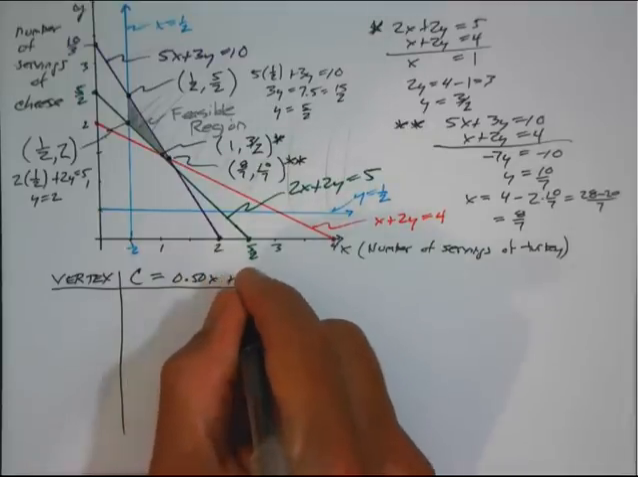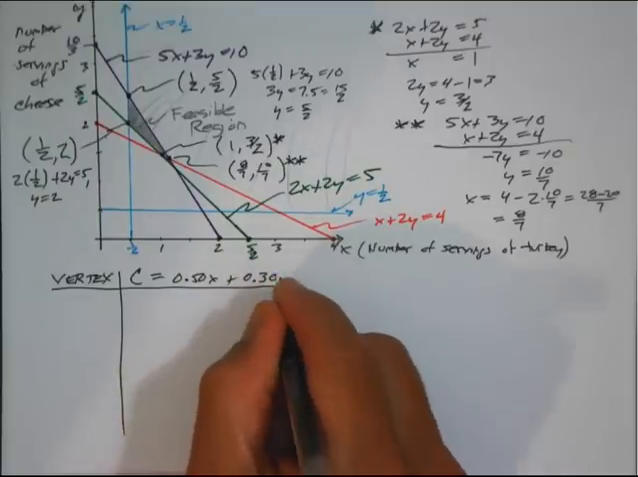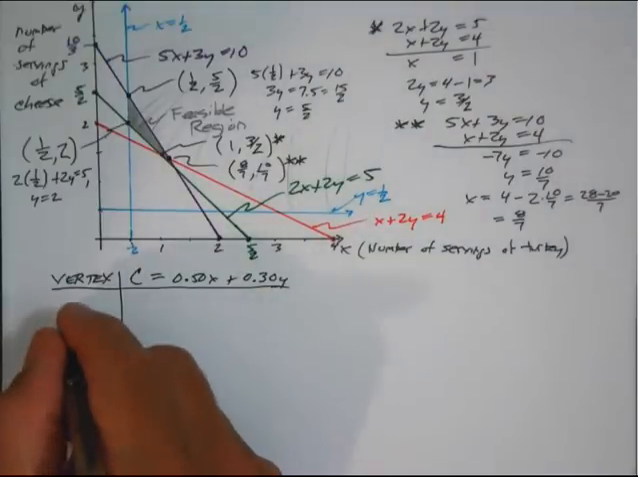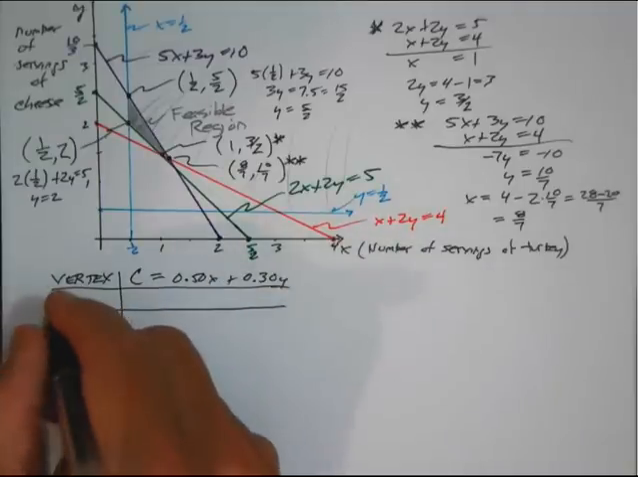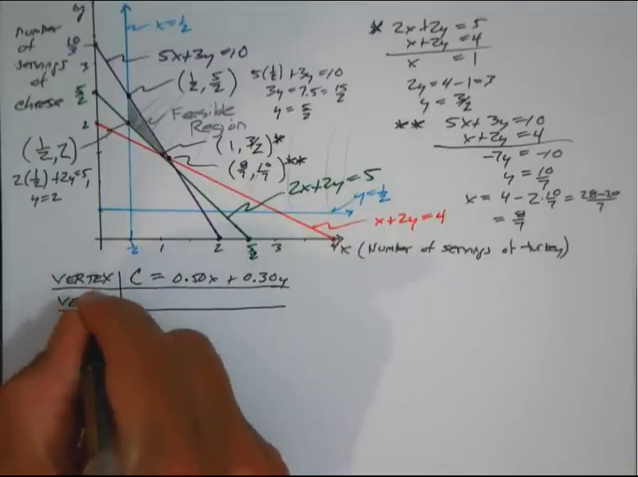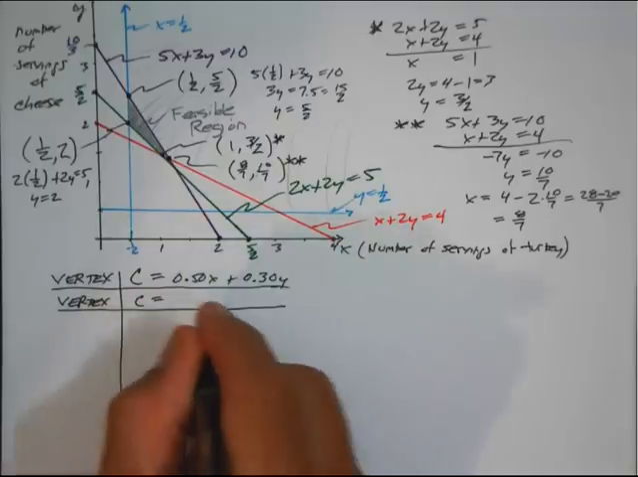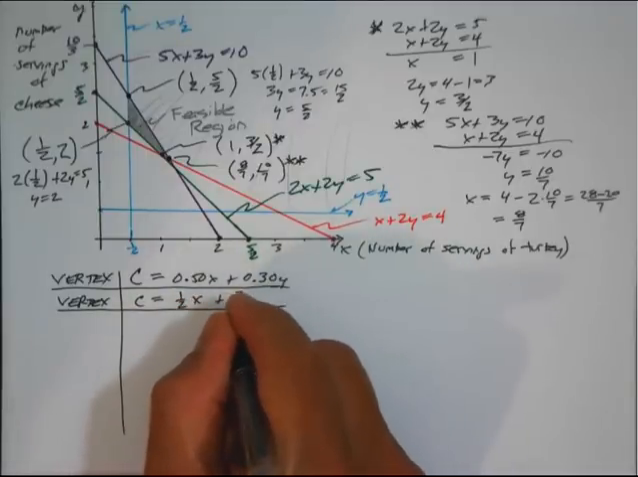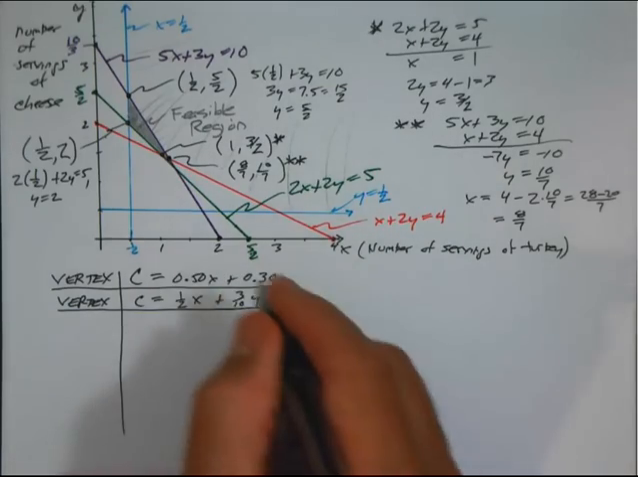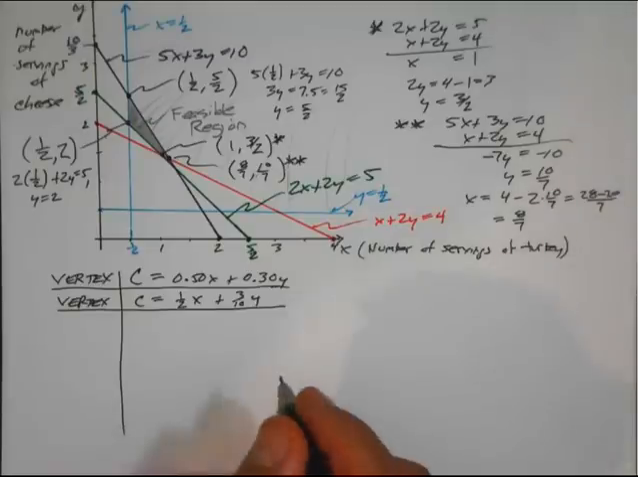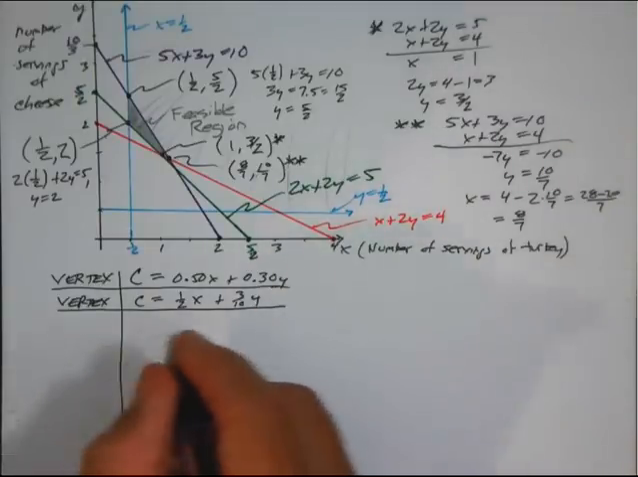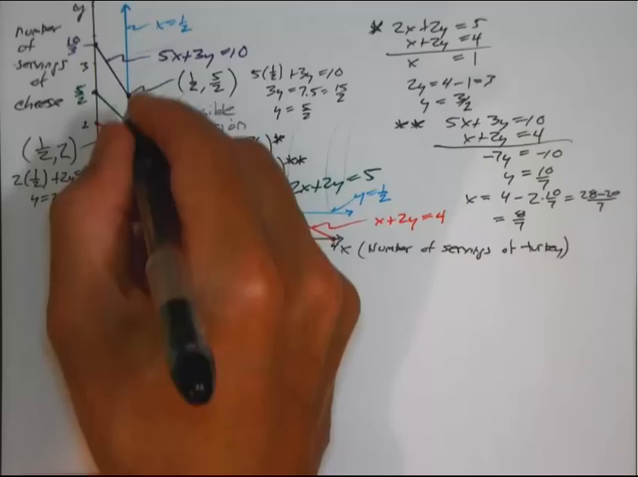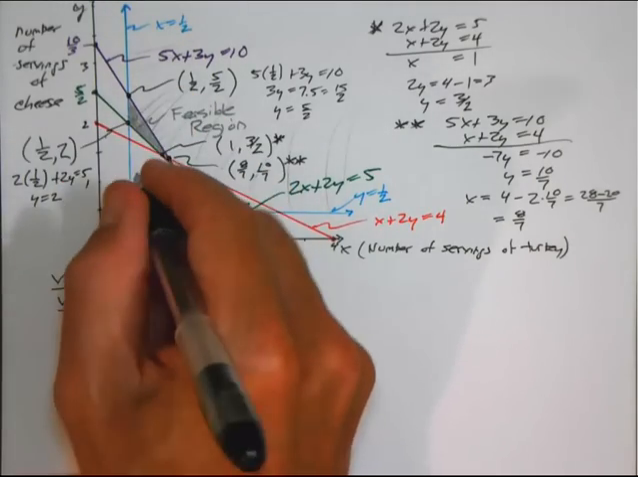0.50x plus 0.30y. You know what? Now that I see this, I think we might do better off in terms of fractions here. So C equals, let's see, 0.5 easily written as 1/2 x plus 0.3, okay, 3/10 y. Just because of the nature of our vertices, they seem to have fractions, and it's easier to work with that manually than with decimals. Okay, so let's get started. I guess we could start here and move around in the counterclockwise direction.